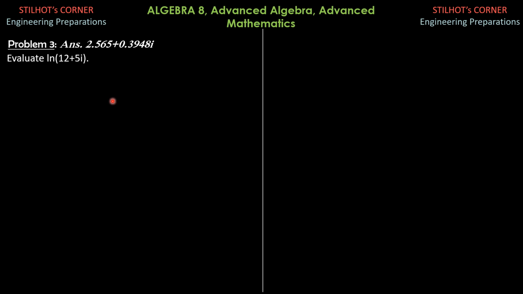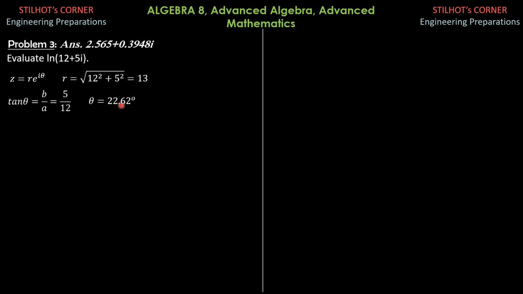So evaluate ln of quantity 12 plus 5i. In this case, we have to express this in exponential form, which is z equals r times e to the i theta. r is the square root of 12 squared plus 5 squared, so that's 13. And tangent theta is b over a, so 5 over 12. So theta is inverse tangent of 5 over 12, and it will give us 22.62 degrees.